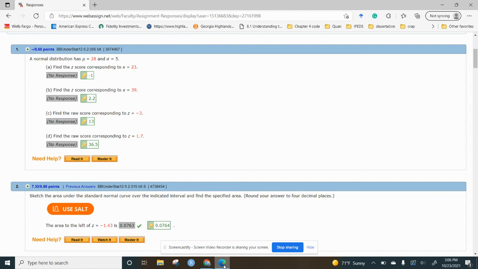Okay, so I have a normal distribution where the mean is 28 and the standard deviation is 5. Just for a quick reminder, a normal distribution is that bell-shaped curve, and we find it a lot when we study populations in statistics. We find it with heights and weights. You'd be surprised that when you get a huge population, it follows that bell-shaped curve, or that normal distribution. It says find the z-score corresponding to x equals 23.